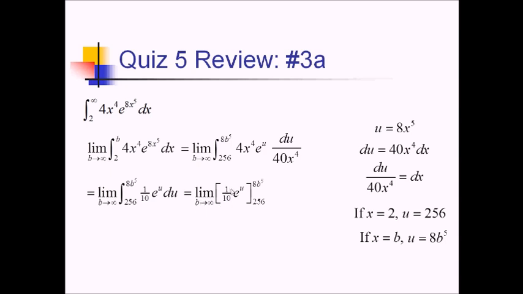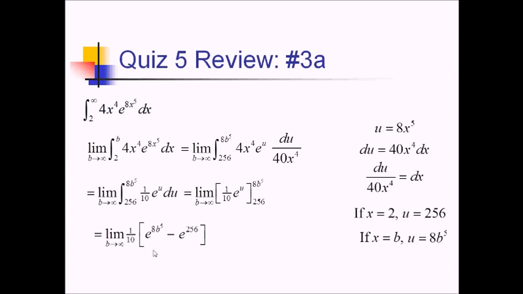All right, I'm going to take this 1/10 out, kind of factor it out of there, and inside of parentheses next to it, I'm going to have e to the 8b to the 5th minus e to the 256.